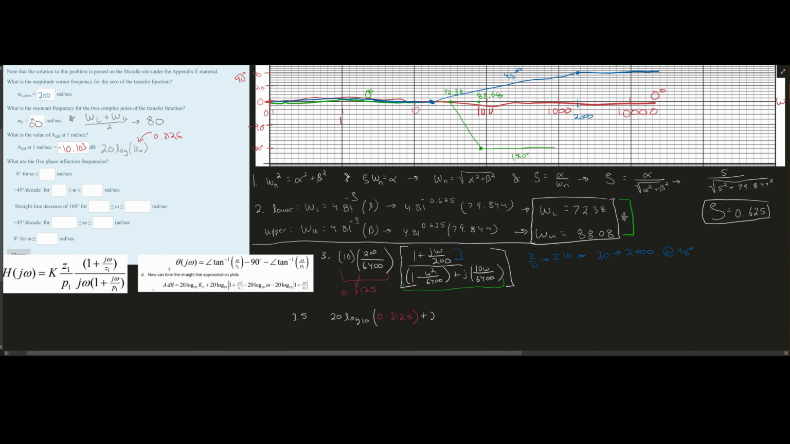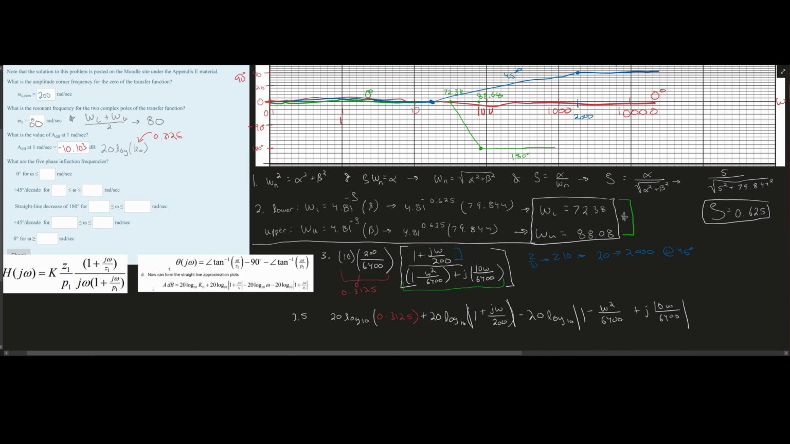So we have a plus 20 log base 10. And then inside of here, we have 1 plus j omega over r0, which is 200. And then we have a minus 20 log base 10. And also these should be absolute value signs. And then for the next one, we have the negative 20 log base 10. And then inside of here, we are going to have the whole bottom part. So 1 minus omega squared over 6400. And then we are going to have a plus j times 10 omega over 6400. And so that's going to be inside of here.